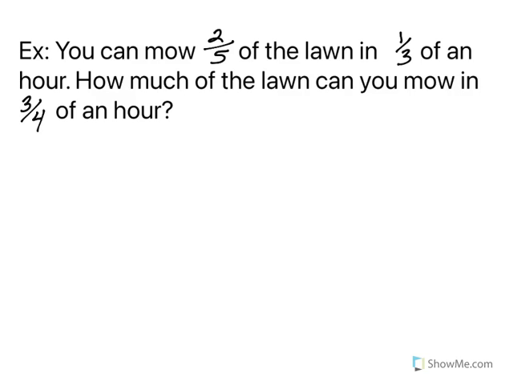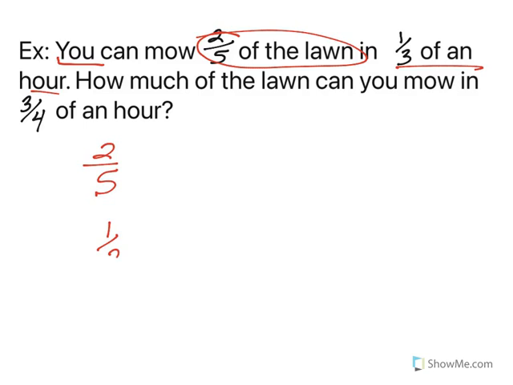You can mow 2/5 of the lawn in 1/3 of an hour. How much of the lawn can you mow in 3/4 of an hour? Whew. Okay, so this is where we get into that's a lot of fractions. What am I supposed to do with all of those? So start with, what do we know? I know that I can mow 2/5 of the lawn in 1/3 of an hour. That's the ratio I know. 2/5 to 1/3, right? This is the lawn. This is the hour. Write it down.